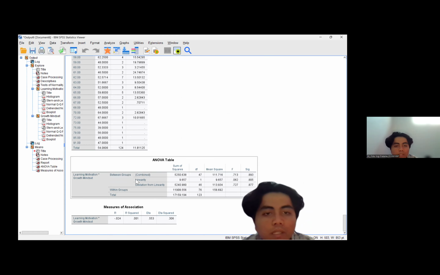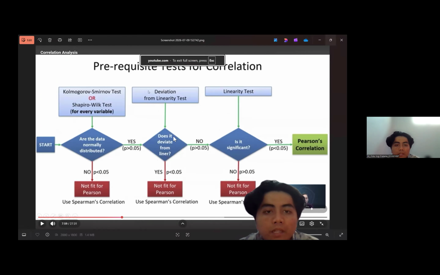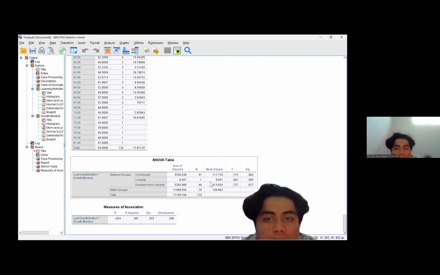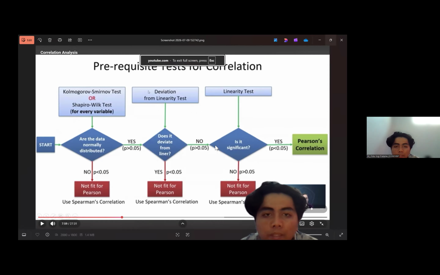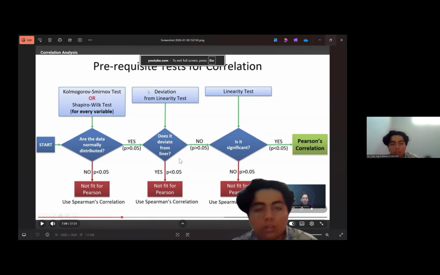Here you can see the result of linearity and deviation from linearity. In the deviation from linearity test, we need to see whether it deviates from the linear. If the p-value is above 0.05, it does not deviate. If not, it deviates. We can see the deviation from linearity. The significance value is 0.877, which is above the 0.05. So the data does not deviate from linearity.